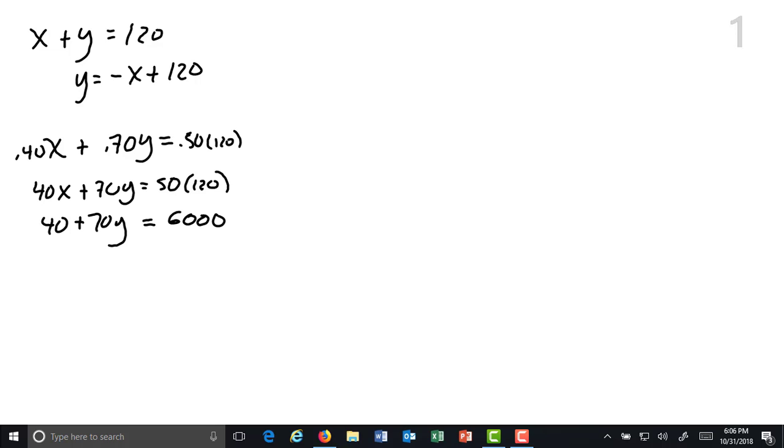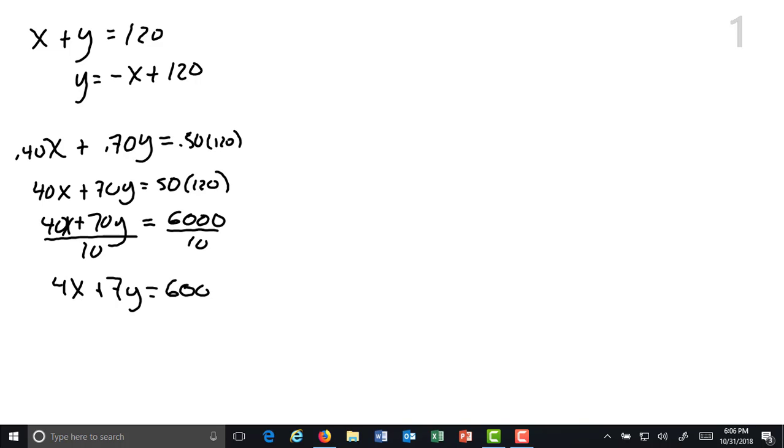Real quick, is that 40x up there? Yeah, you're right, 40x. Now, do you see that actually I didn't have to multiply by 100, I could have multiplied by 10. So actually I can divide both sides by 10 just to take it down a 0. So what do I have here? 4x plus 7y equals 600. Okay, I just divided both sides by 10 because I see they have an extra 0 on both sides.